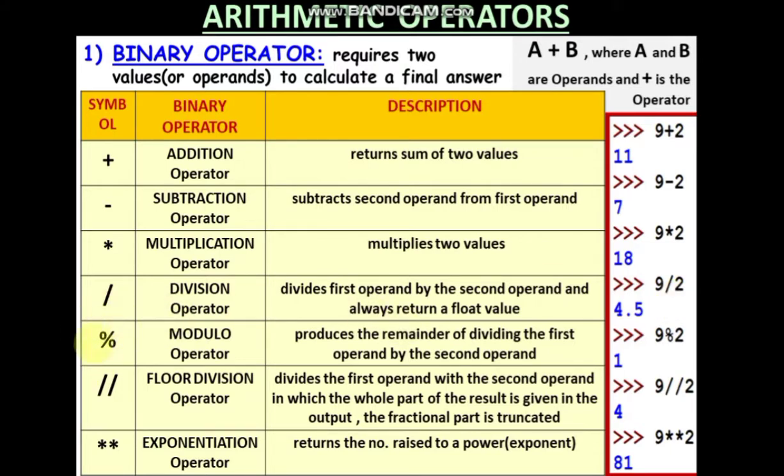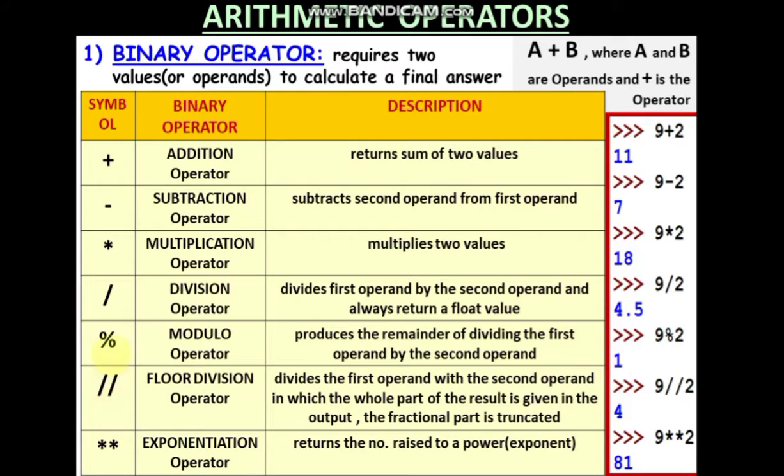Modulo operator. Now this % symbol which we have learnt in mathematics is used here as the modulo operator, and the work of the modulo operator is to produce the remainder of dividing the first operand by the second operand. So if you divide 9 by 2, what is the remainder you get? Yes, you get remainder 1. As you know, 9 is an odd number, so when we divide 9 by 2, you get remainder 1.